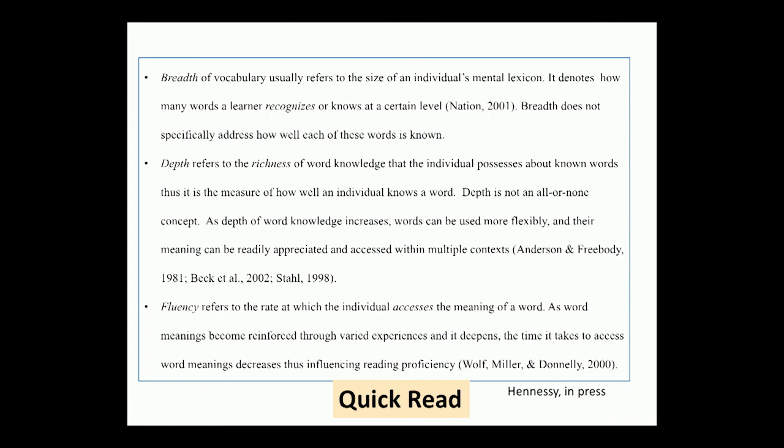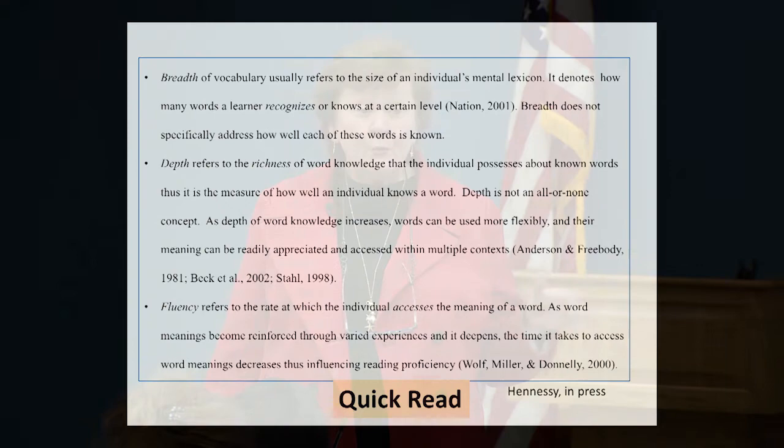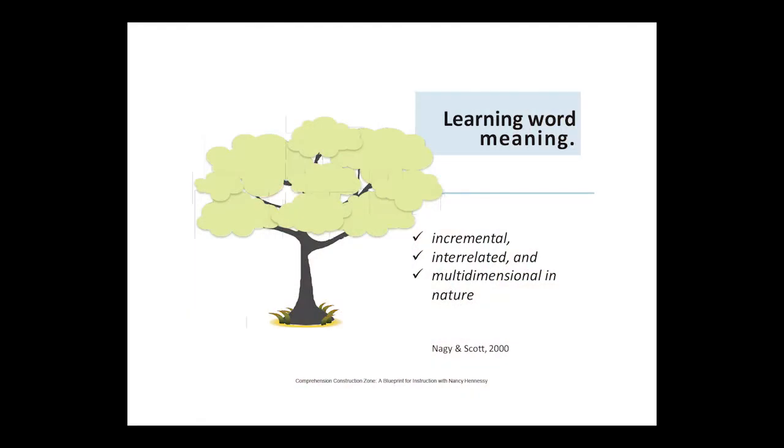As educators, because there's a limited number of words that we can directly teach from text, we usually go for depth. And that means it's going to be more than just a definition and a context. It's going to be a limited number of words because we're going to depend upon their other experiences to develop that breadth. And hopefully, incrementally, bit by bit, maybe they have those words at a deeper level. So learning word meaning is incremental, interrelated, and multidimensional.